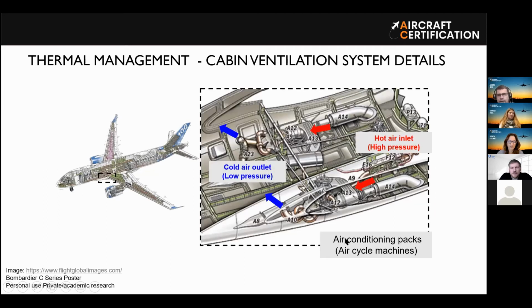After that, here is a zoom view of the air conditioner. In this air conditioner, the high pressure and high temperature flow will enter this machine. It's basically an air cycle machine in most commercial aircraft. This high temperature, high pressure air will expand, and then it will leave this machine as a cold, low pressure flow. That will go to the cabin now.